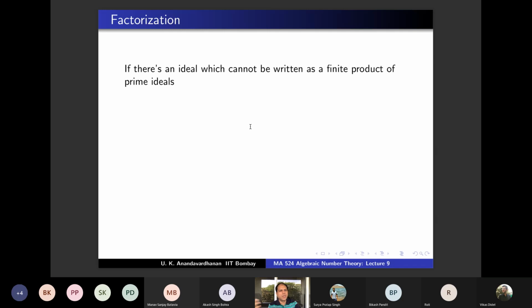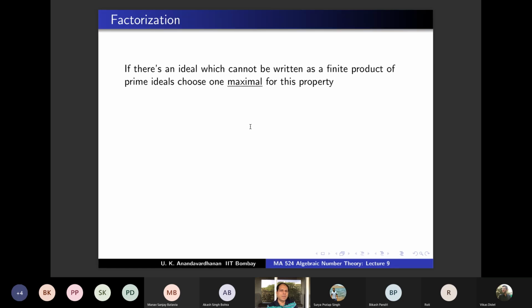Suppose not. So there is an ideal which cannot be written as a finite product of prime ideals. Why don't you finish the proof? What will you do? Same argument as before. You take the collection of ideals which cannot be written as a finite product of non-zero prime ideals, and by Noetherianness choose a maximal one and argue with that.